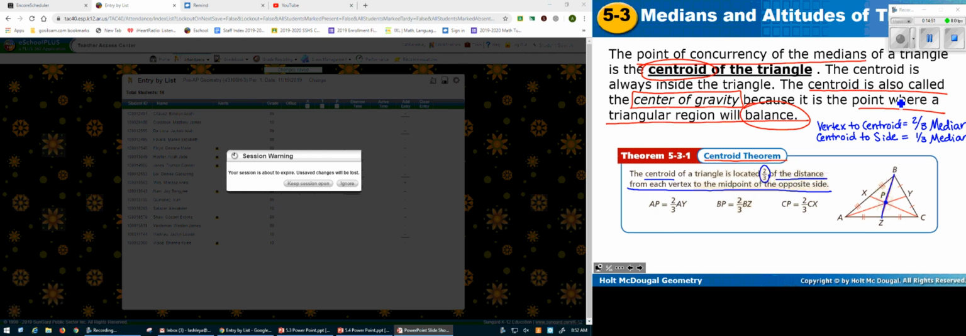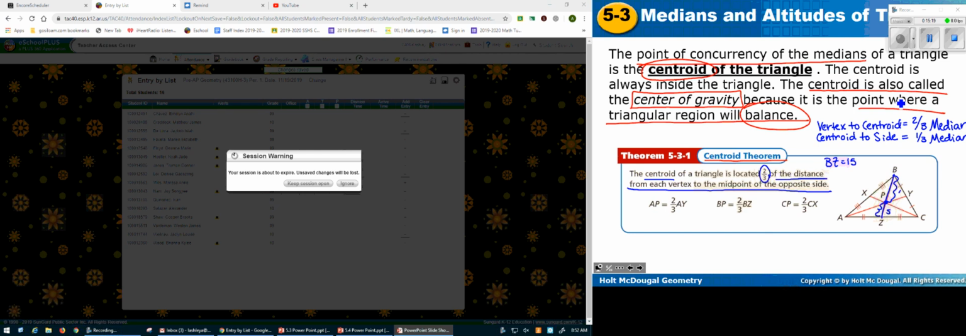Okay, so for example, let's say that BZ is equal to 15. That whole length is 15. What is the distance from P to Z, the centroid to the side? 5. 1/3 of 15, which is 5. So what's the distance from B to P, vertex to centroid? 10. 2 of those thirds.